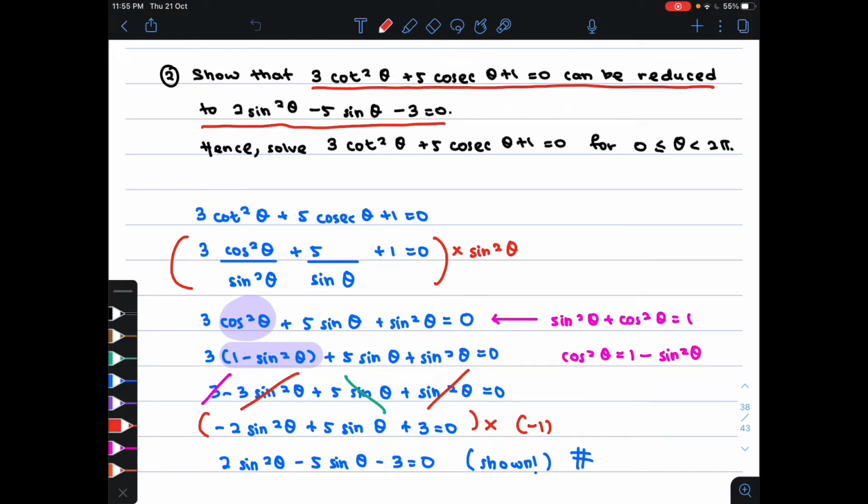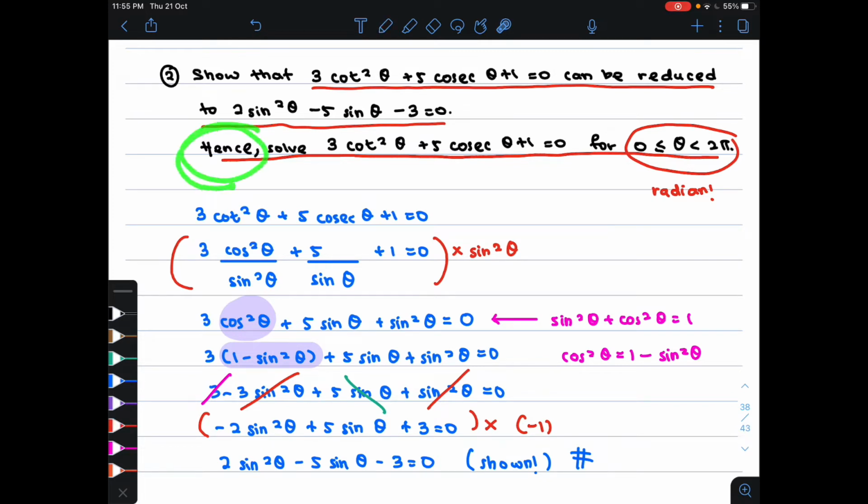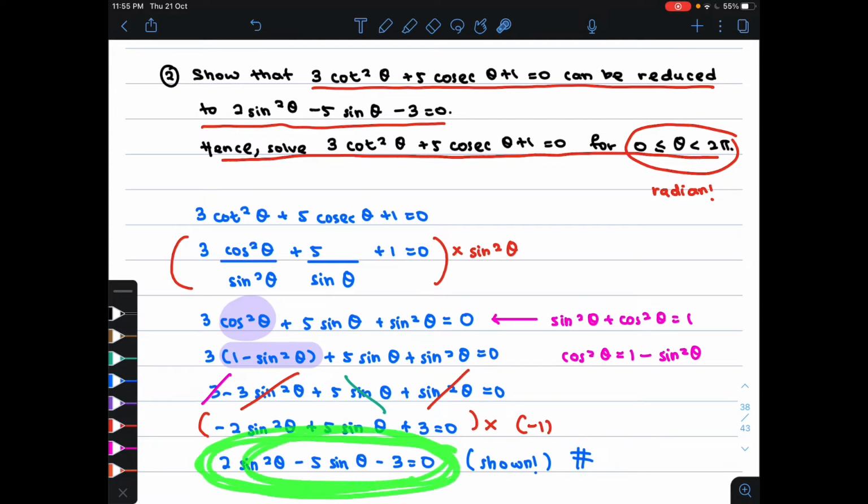And hence, we need to solve this equation for theta between 0 and 2 pi. Final answer should be left in radians since we have pi. Now, if you have the word hence, this means that you need to use your previous answer. And your previous answer is this one. So, we're going to be using this in order to solve for theta.